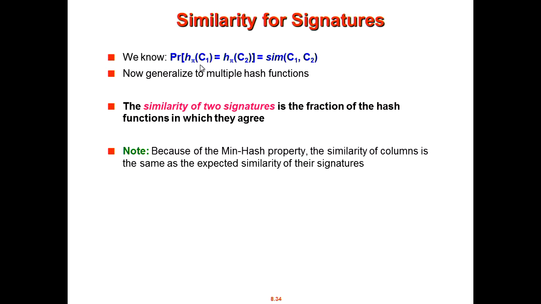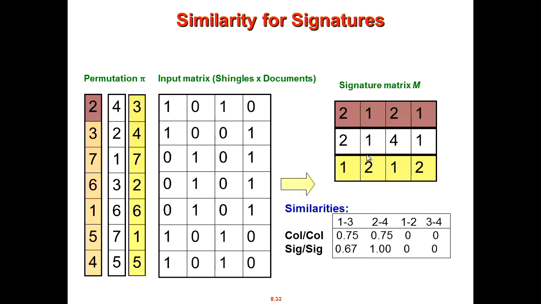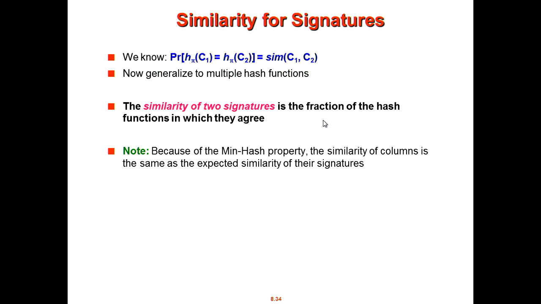And so we know the probability now. So now we can generalize to multiple hash functions. The similarity of 2 signatures is just the fraction of the hash functions in which they agree, right? So this slide shows that, for example, for this column and this column, only 2 rows agree on the same value. So the similarity of 2 signatures is just the fraction of the hash functions in which they agree with each other. And because of the Min-hashing property, the similarity of the columns is the same as the expected similarity of their signatures. Okay.